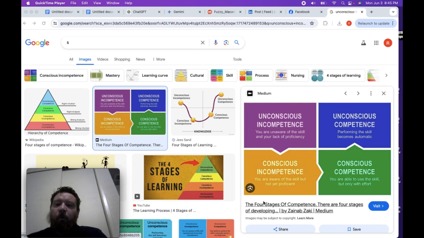Within the four stages of competence, everyone starts off as unconsciously incompetent, meaning that you don't know what you don't know, and you don't know anything basically, right? And then you go into conscious incompetence, where you realize that you don't know something. You start realizing that there's things that you don't know, but there's limits to what you don't know.